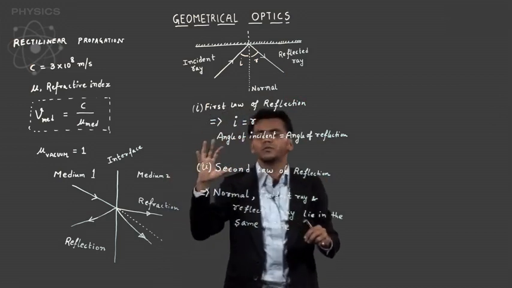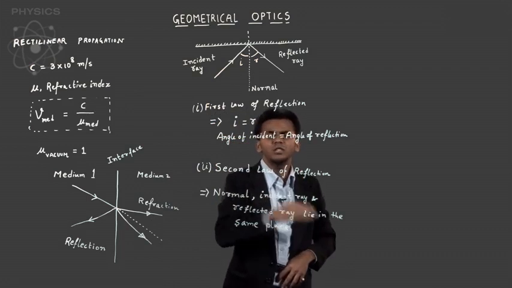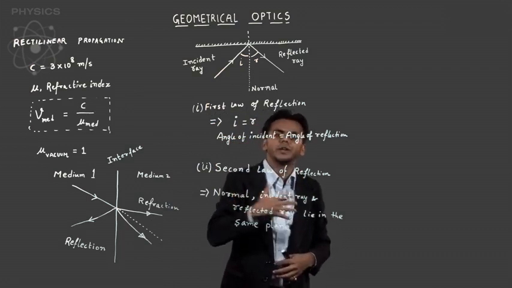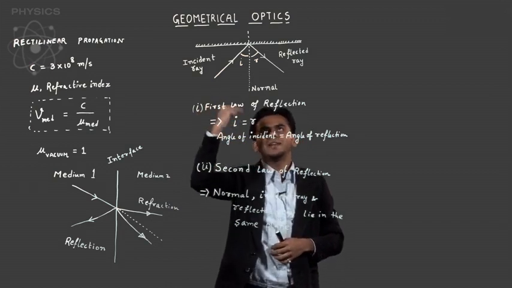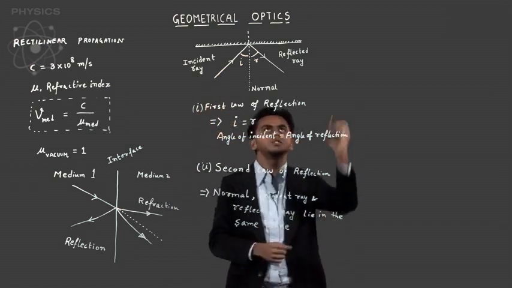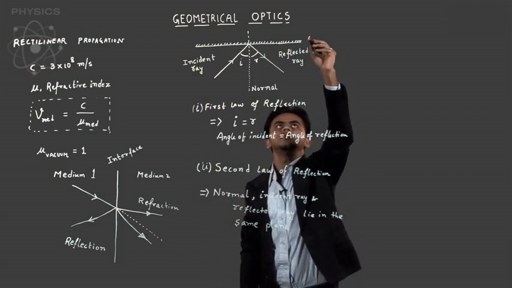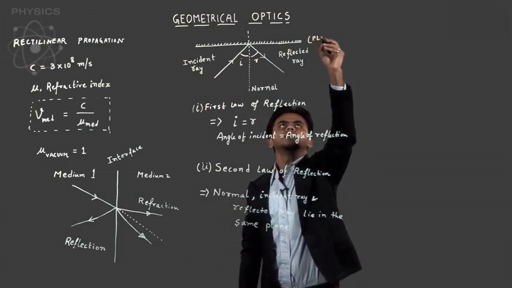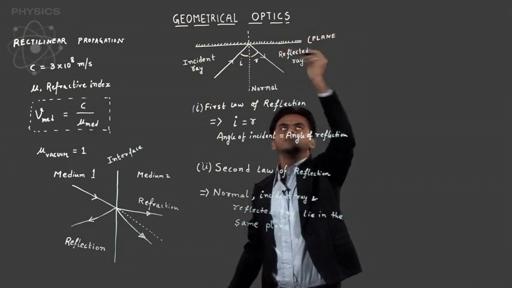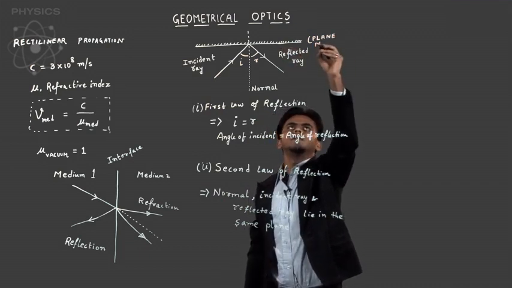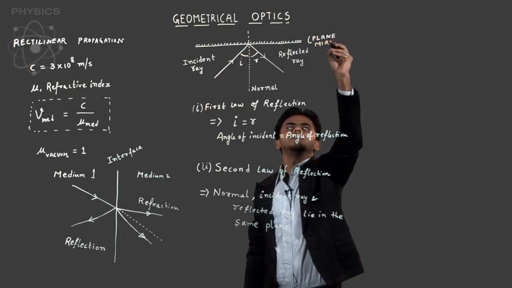And these two laws of reflection tell you every story about reflection, all the things which you're going to read now about reflection. And this we have done for a plane mirror. This is sometimes known as, or rather every time known as, a plane mirror, because the geometry of this is like a plane. That's why plane mirror.